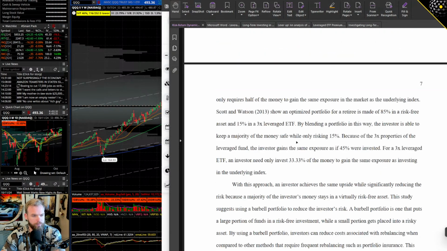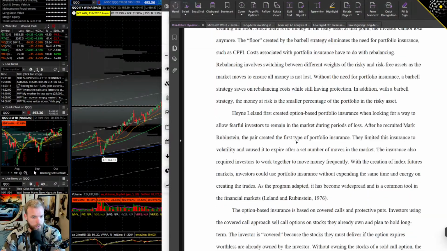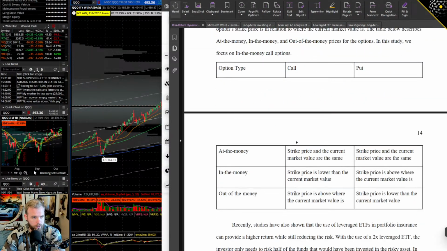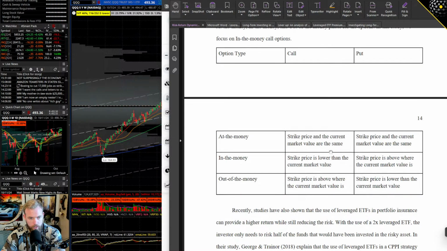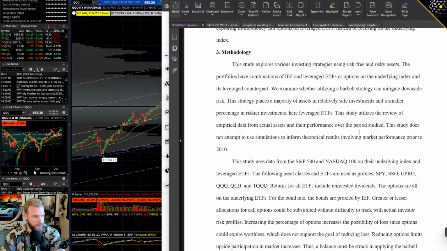Okay, here we go. We can skip all this madness because I've probably read most of the stuff that they're looking at. Yep, okay, here you go. In case you need to learn about calls and puts, it's a nice table. It's a good visual here. All right, let's check out the methodology. Explores various investing strategies, risk-free and risky assets. I like that combination, IEF and leverage ETFs. Okay, IEF is fine.